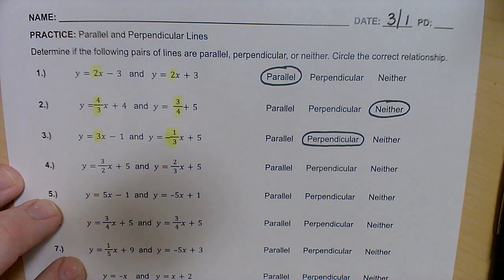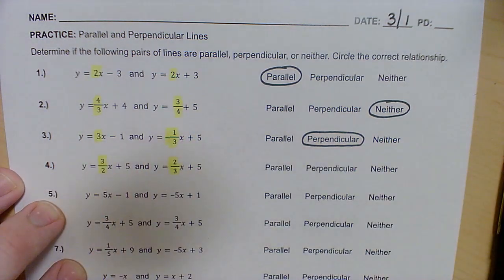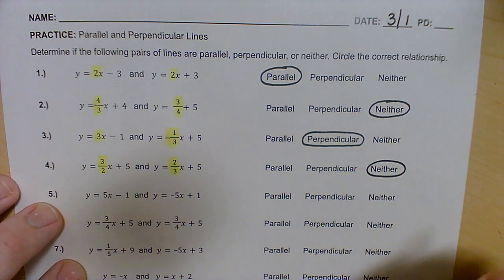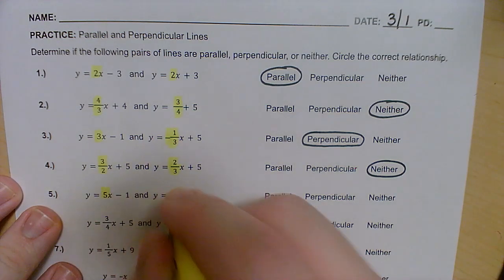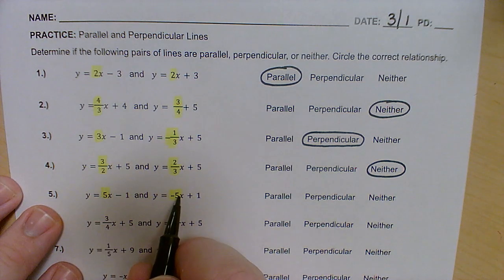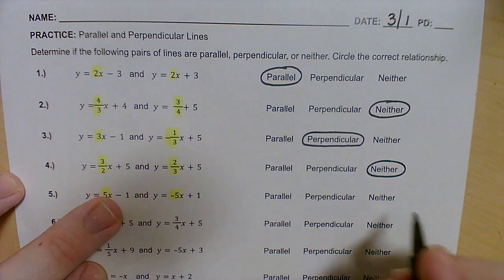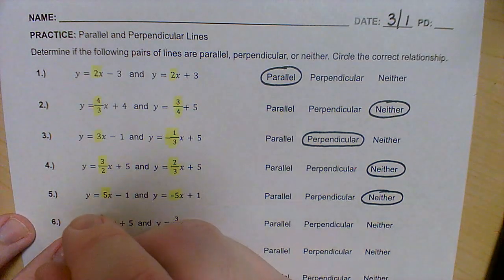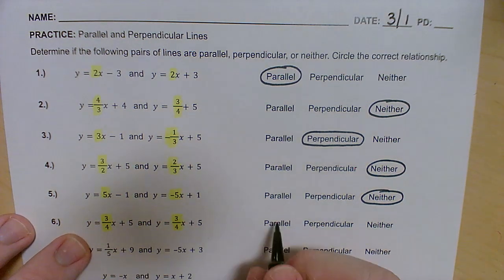So, 3/2 and 2/3, those are not the same slope and they're both positive, so they're neither parallel or perpendicular. We've got +5 and -5. Well, one's positive and one's negative, but this is not the reciprocal. -5 is not the reciprocal of 5, so this is also neither. We've got 3/4 and 3/4. Hey, those are the exact same slope, parallel.